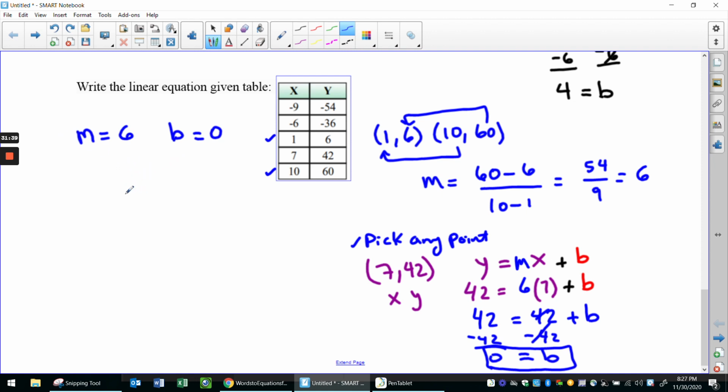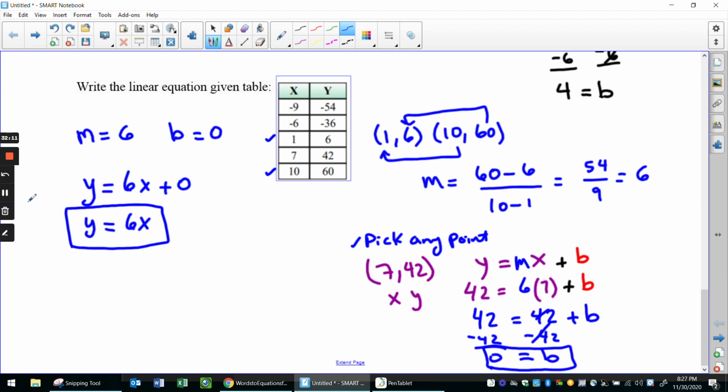That's totally fine. So my equation will be y is equal to 6x plus 0. And of course, we're not going to write plus 0. We're just going to write y is equal to 6x. This is a proportional relationship, and it starts at the origin. Our line would start at the origin and have a slope of 6. Okay, so we'll do more practice problems that are similar to this, so hold on for the practice problem.